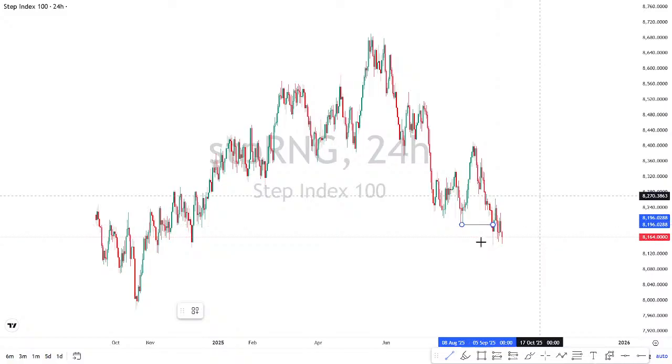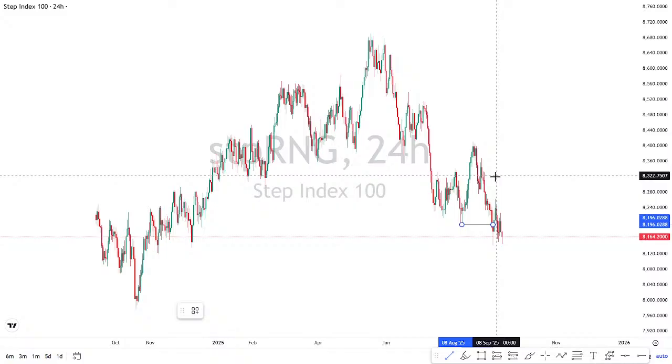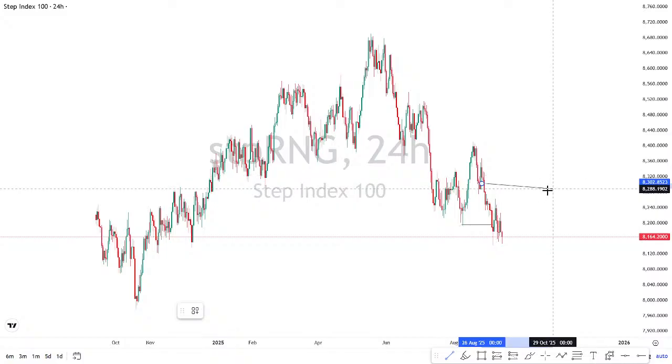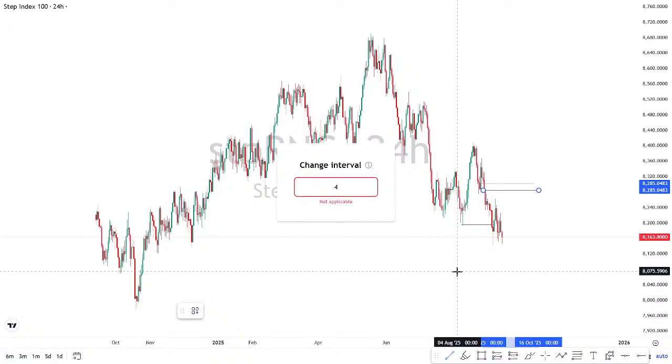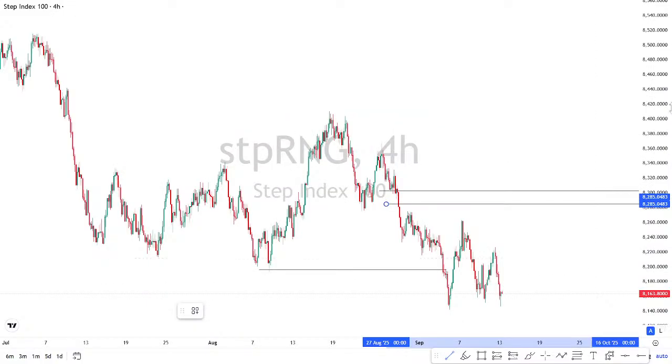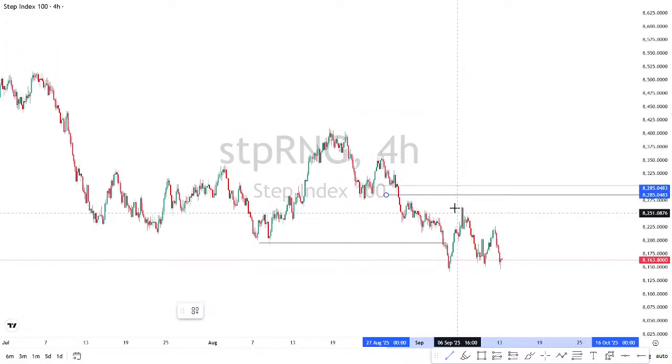So since this has been broken, right, market can come to this fair value gap to fill it up eventually. So I'm going to be marking out that fair value gap. Then I'm going to go to my 4 hours time frame. What is market currently doing on 4 hours time frame? Okay, so we are currently reacting at a good point.